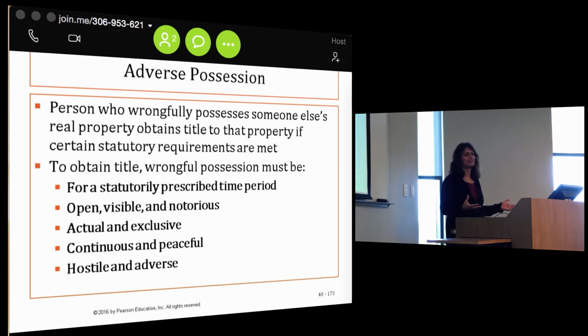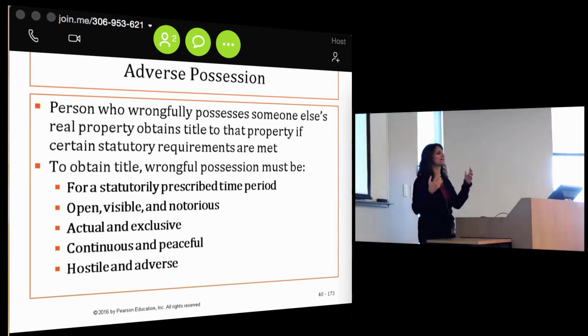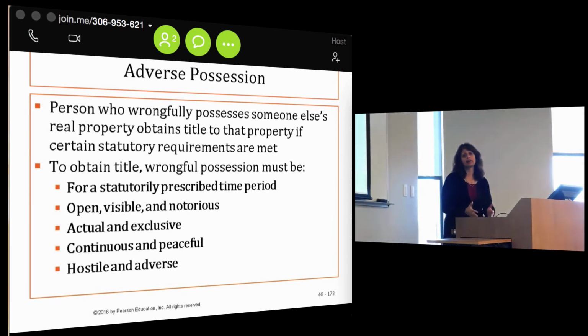Who is a squatter? You often think of a homeless person who has been on a piece of property for a long enough period of time and says, hey, it's mine. You can't do that with public property, but it can be done with private property.